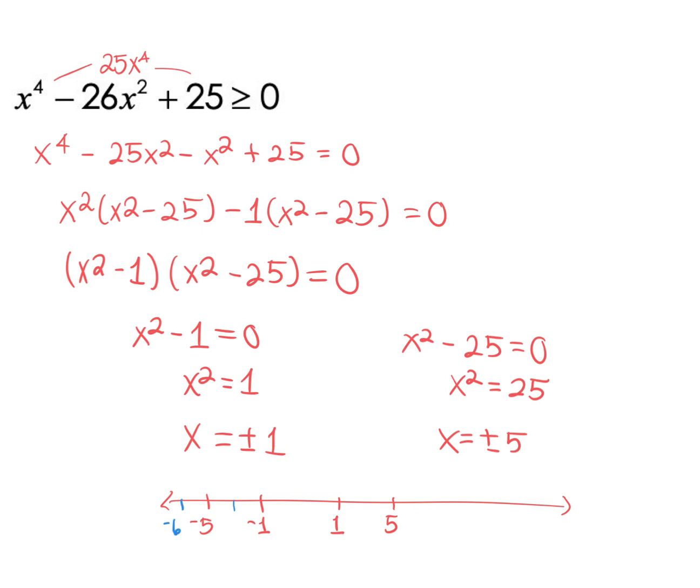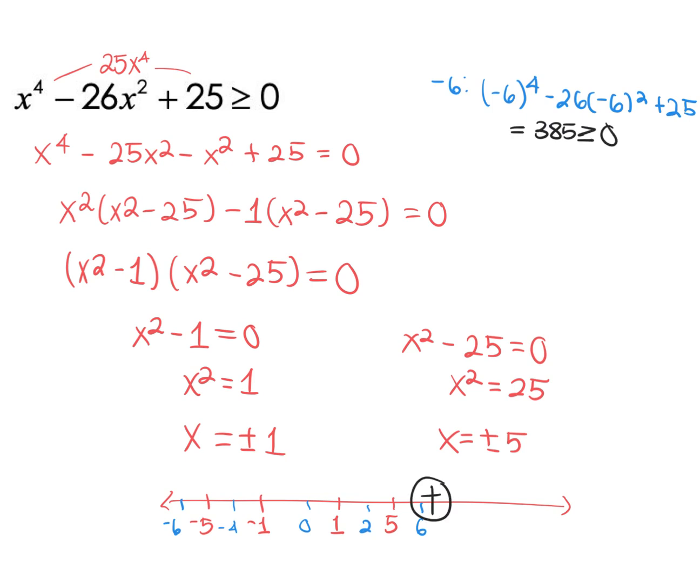So I'm going to do negative 6 because that's to the left of negative 5. I'm going to do negative 4 because that's between negative 1 and negative 5. I'm going to do 0, 2, and then 6. So for negative 6, we're going to do negative 6 to the fourth power minus 26 times negative 6 squared plus 25, which is 385, which is greater than or equal to 0. So this is positive.